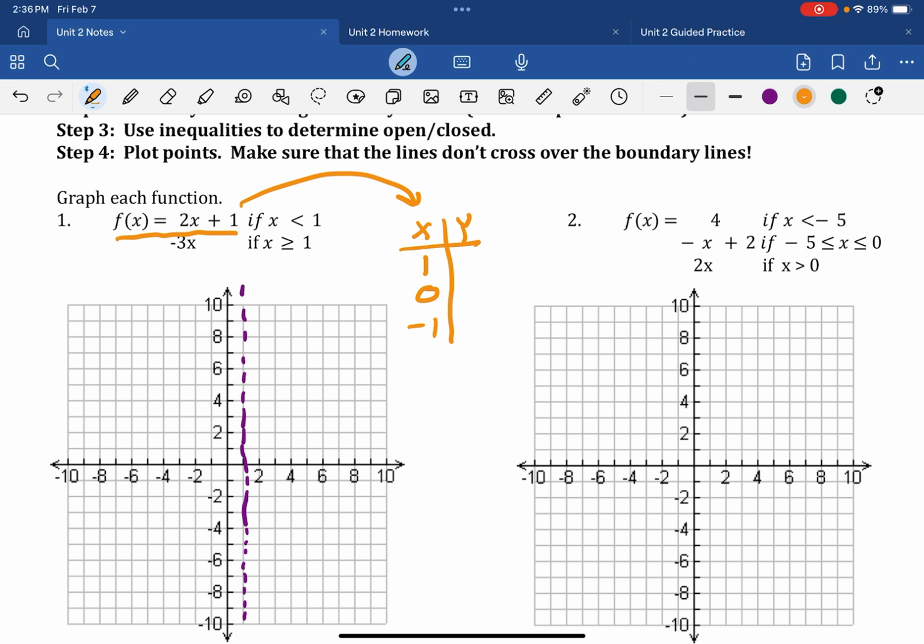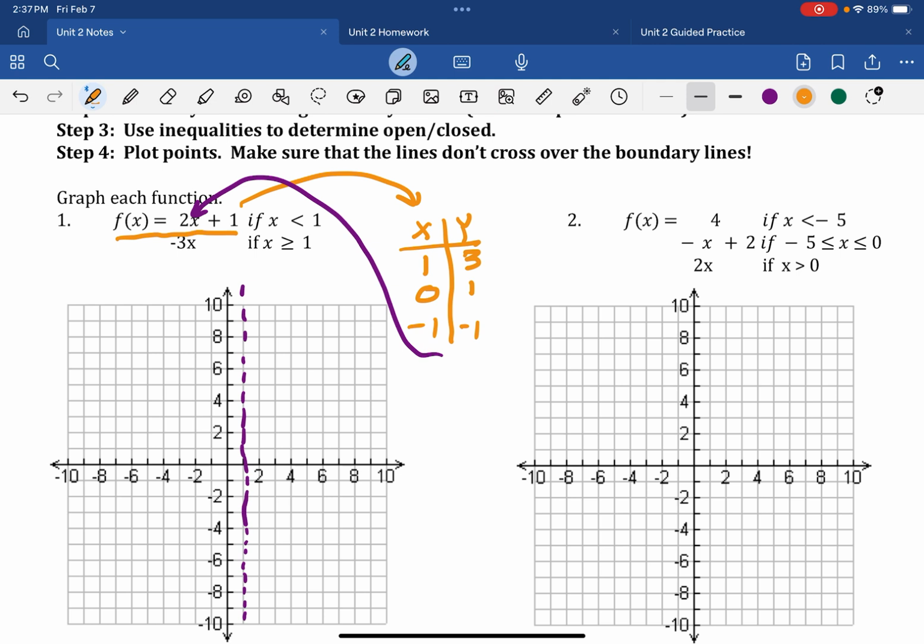Now what I'm going to do is take these numbers and plug them into this x. So I'm going to take 2 times each of these values and then add 1. When I do that, I get 3, I get 1, and I get -1. So I'm going to plot these points.